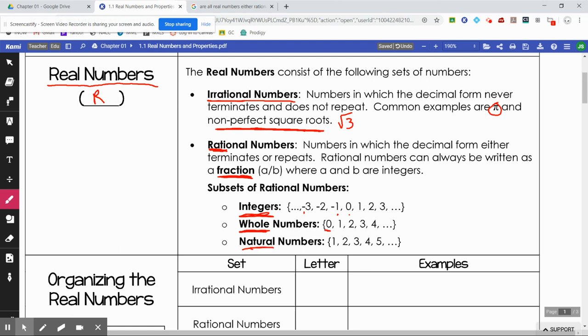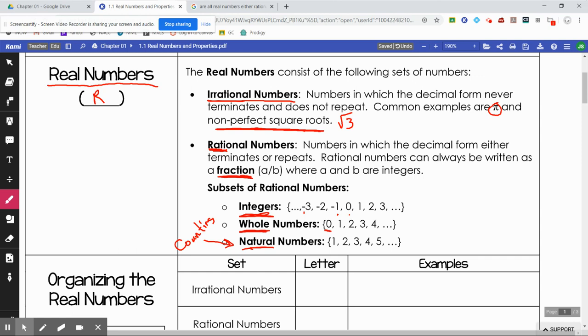Your natural numbers are actually sometimes called counting numbers. When you first learn to count, you learn to count natural numbers. More than likely, you didn't start with 0 when you first started learning to count. So your natural numbers, also known as your counting numbers, are 1, 2, 3, 4, 5, and so on and so forth.